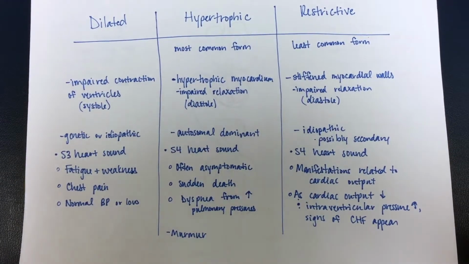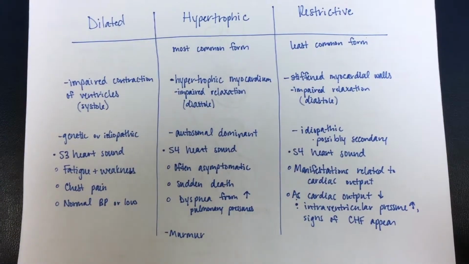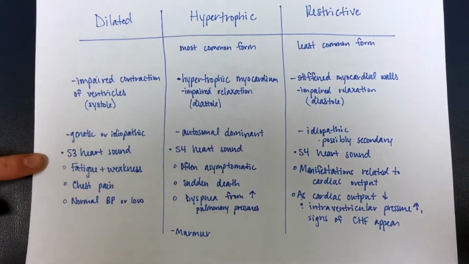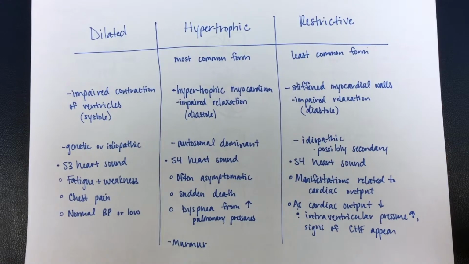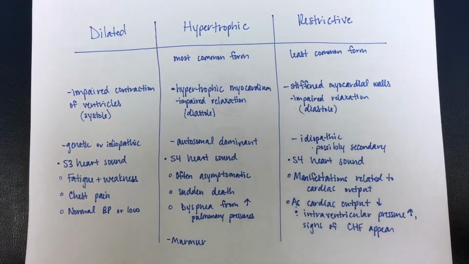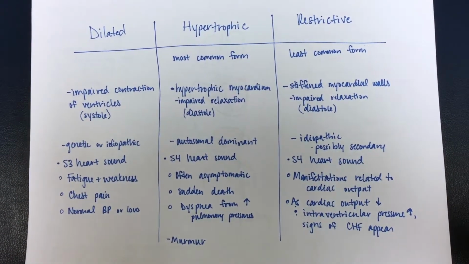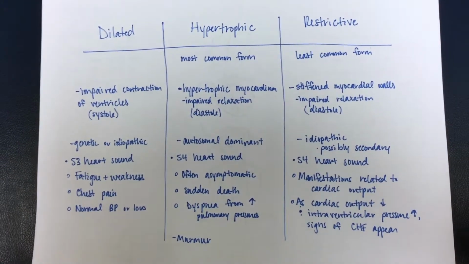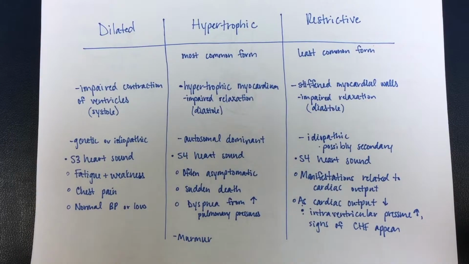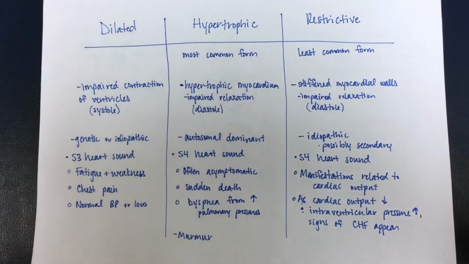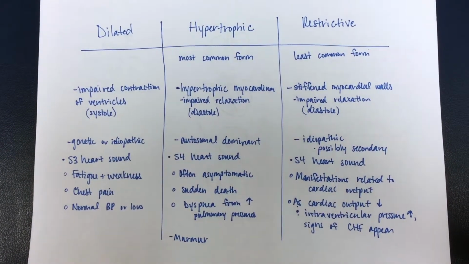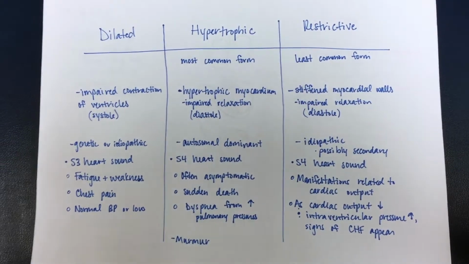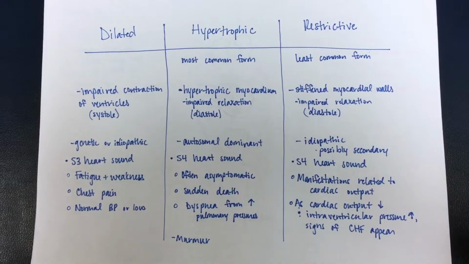Dilated cardiomyopathy is usually due to a genetic or idiopathic component. You're going to hear an extra S3 heart sound, and that's due to the extra blood being left in the heart that isn't contracted out. And so when new blood comes in, you hear a whooshing sound because it's hitting that other blood. Some signs and symptoms of dilated cardiomyopathy are fatigue and weakness, chest pain, and you do see a normal or a low BP with dilated cardiomyopathy, so that's not something that you want to classify on.